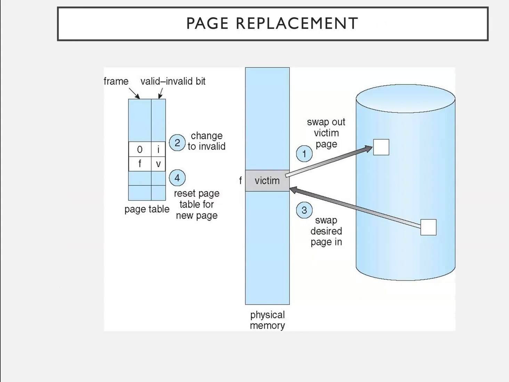So basically, here we go. We've got 1, swap out the victim page. 2, mark it as invalid. 3, swap in the desired page. And 4, reset the page table for the new page.